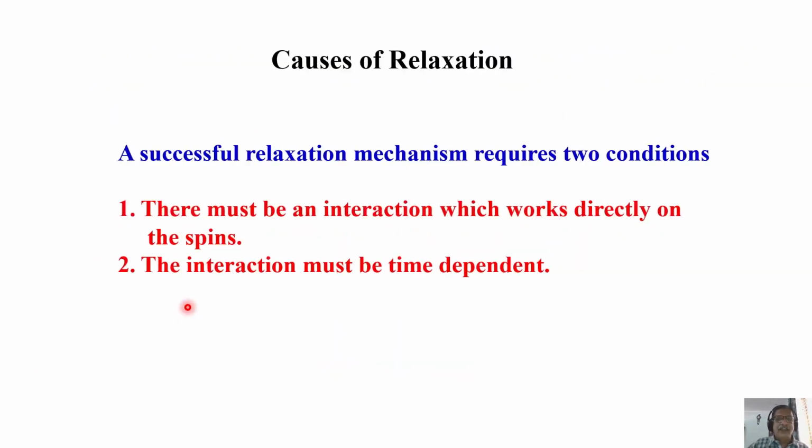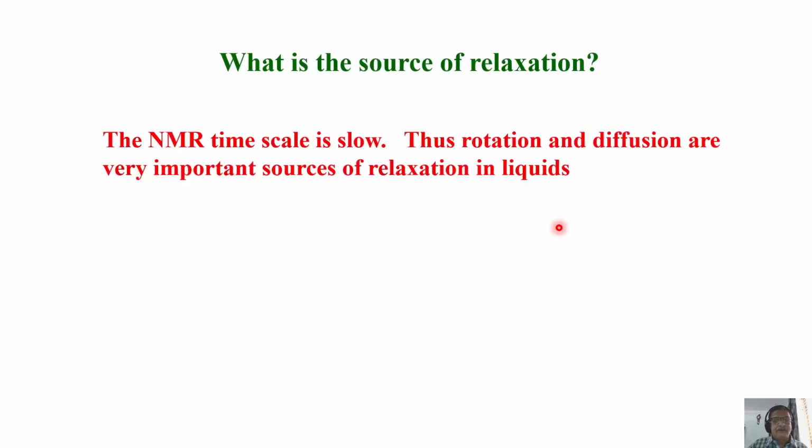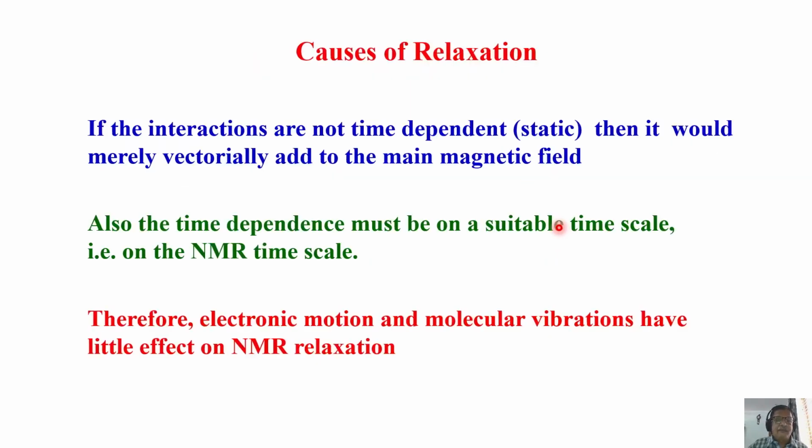So this is not necessary. But causes of relaxation, I said, a successful relaxation mechanism requires two conditions. There must be an interaction which works directly on the spins. The interaction must be time dependent. That's what I said for both phenomena. This we discussed already. It has to be a time dependent, fluctuating field so that the interaction can take place.